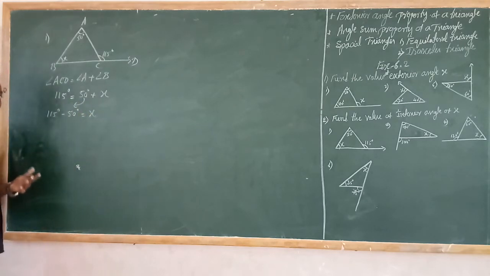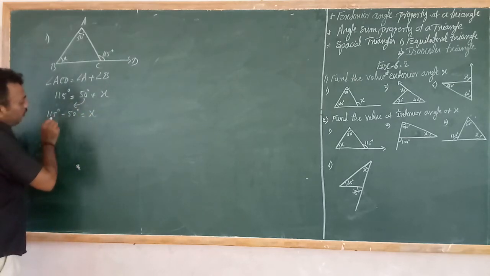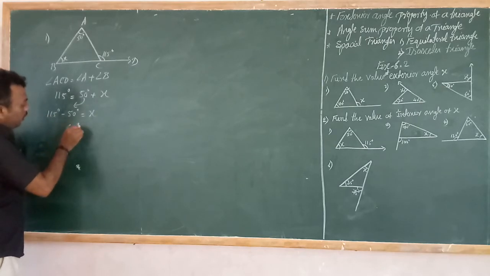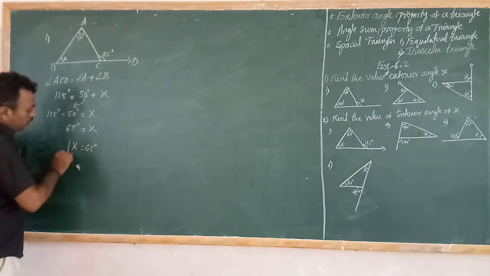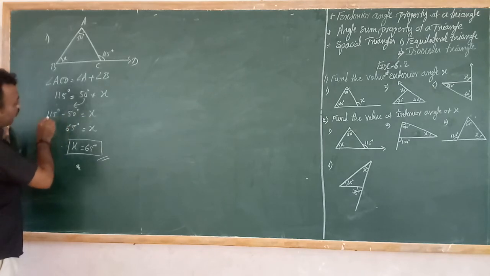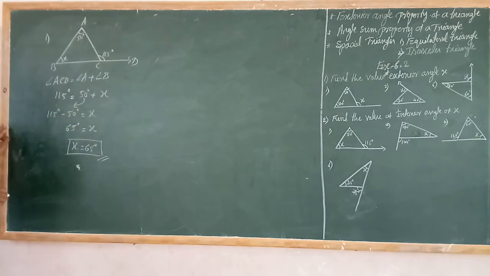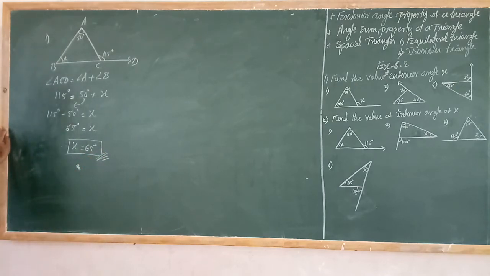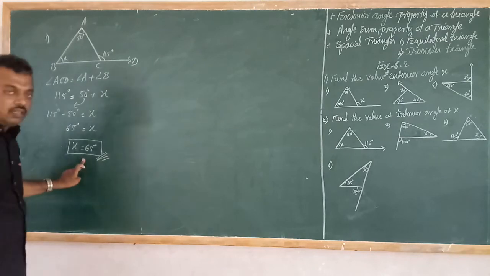So, linear equations in one variable. Yes. So 115 degree and 50 degree, you should subtract. 5 minus 0 is 5. Here 11 minus 5 is 6, so 65 degree. This is the X. Therefore X is equal to 65 degree. Is it right? So 60 plus 115 degree... this is the value of the interior angle of X. Did you understand this question?